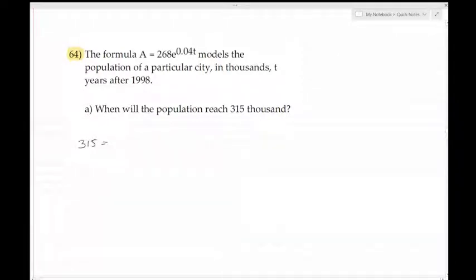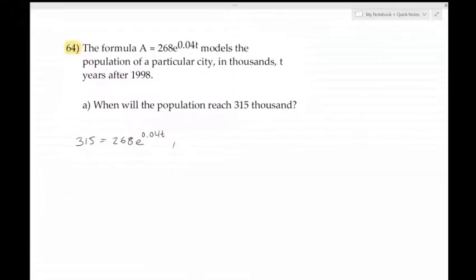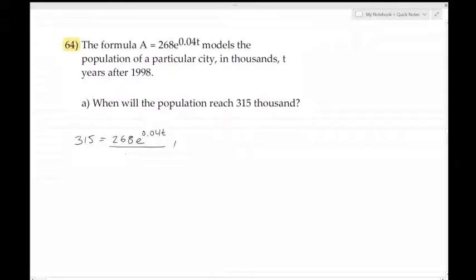315 is equal to 268 times e to the power 0.04 times t. So we're solving for t pretty much, right? We're looking for the amount of time that it will take that population to reach 315,000. So we can begin by dividing both sides by 268.